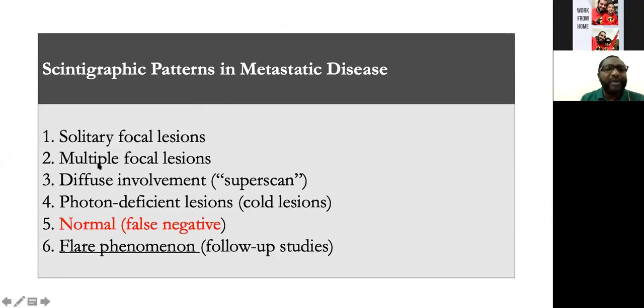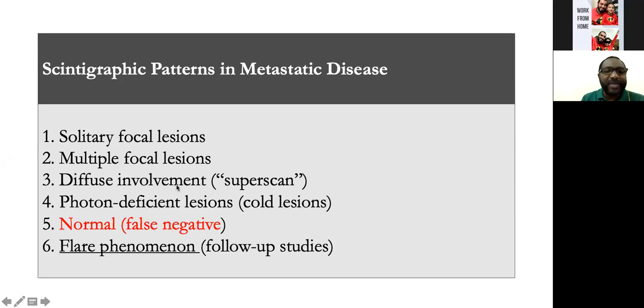Or you can have multiple focal lesions. So you can have multifocal disease. You can have widespread metastasis, either preferentially involving the axial skeleton, like we see in breast cancers, or preferentially involving the appendicular skeleton, like in lung cancers, or involving both appendicular and axial skeleton. So it's multifocal. Then you can have a diffuse uptake.